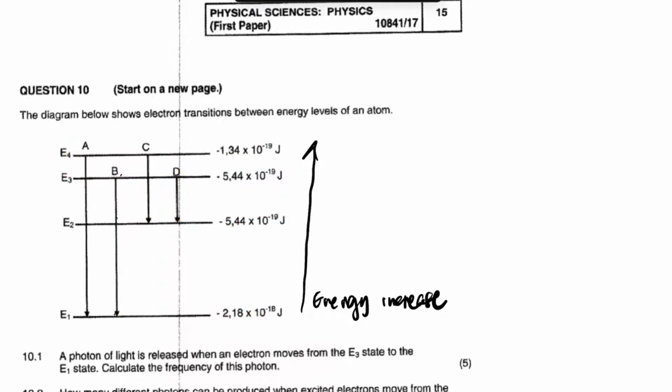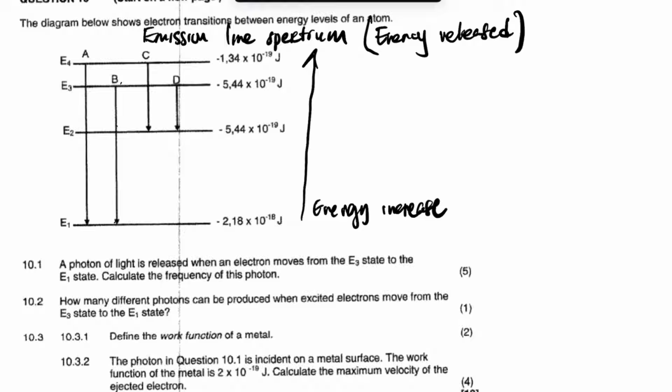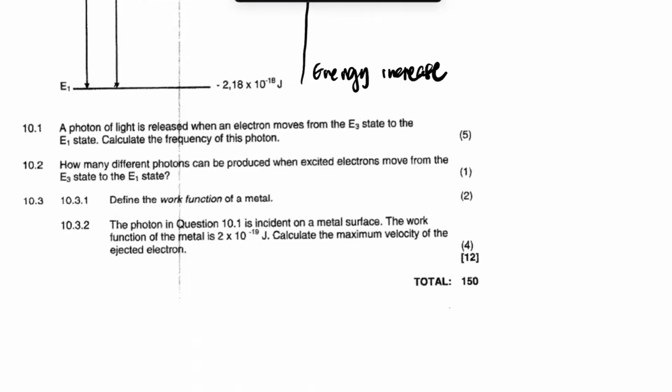Now this type of line is an emission line spectrum. What is happening to the energy of the electrons as they move from the higher energy level to the lower energy level? There's energy released. The energy is given off in terms of light.